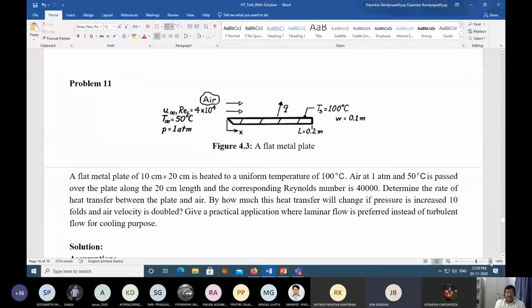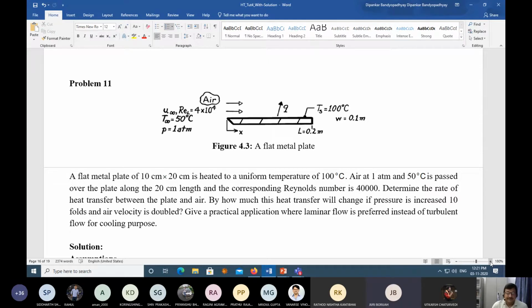A flat metal plate of 10 centimeter into 20 centimeter is heated to a uniform temperature of 100 degrees Celsius. Air at 1 atmosphere and 50 degrees Celsius is passed over the plate along the 20 centimeter length, and the corresponding Reynolds number is 40,000. Determine the rate of heat transfer between the plate and air. By how much this heat transfer will change if pressure is increased 10-fold and air velocity is doubled. Give a practical application where laminar flow is preferred instead of turbulent flow for the cooling purpose.